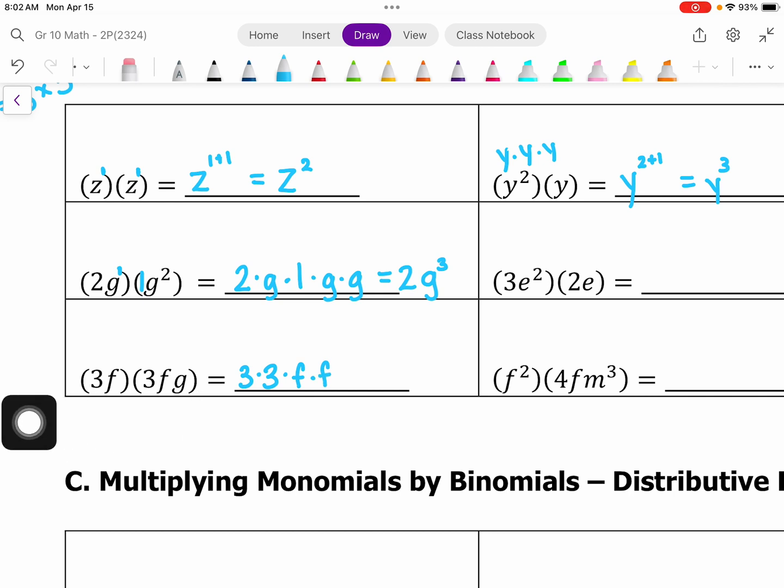And then I just have the 1g. So I'm going to simplify that. 3 times 3 is 9. f times f is f squared, and then I just have the 1g.